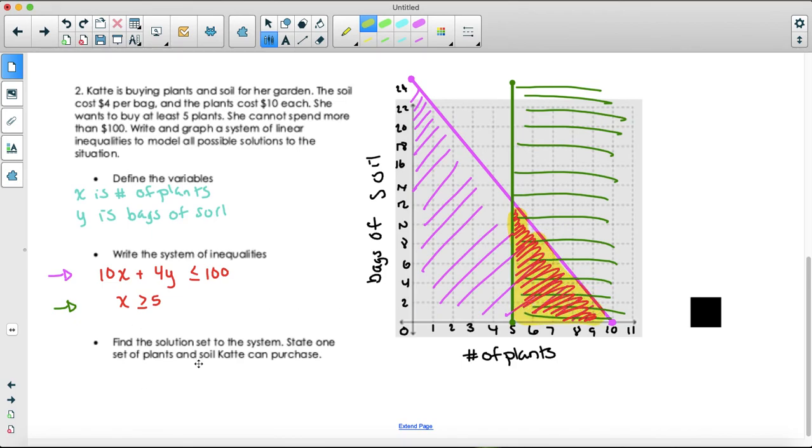State one set of plants and soil Katie can purchase. So any coordinate within this location will work. So let's go with this coordinate, because it's right in the middle. I can clearly see that it is a good coordinate. It's in the highlight. That's 7, 4. So a good coordinate is 7, 4. So Katie can buy 7 plants, because x is plants, and the y is bags of soil, so 4 bags of soil.